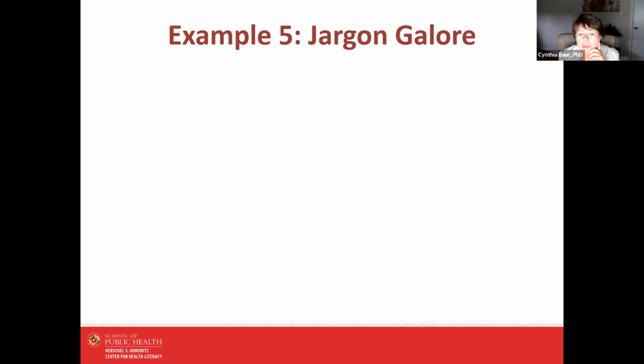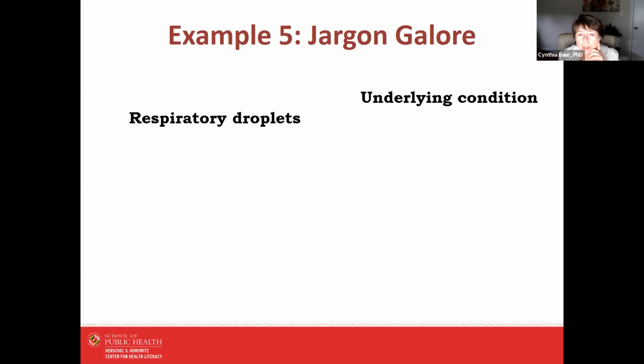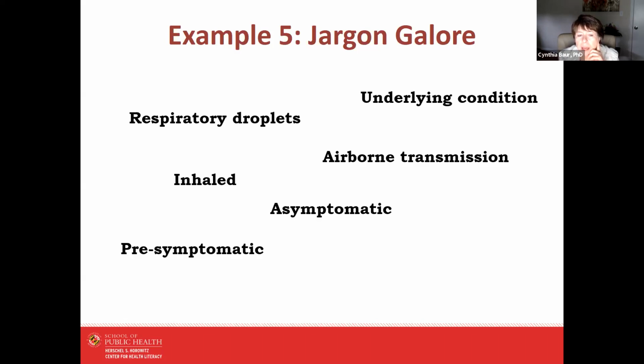So some examples of the kind of jargon that we've seen in the communication response. Underlying condition, of course, respiratory droplets, airborne transmission, inhaled, asymptomatic, pre-symptomatic, flattening the curve, and social distancing. All of these are phrases that were not in people's everyday vocabulary, probably 2 months ago, let alone 6 months or even longer. So this notion that we can talk about the nature of the risk from the coronavirus and COVID-19 using this kind of language is highly problematic, right?